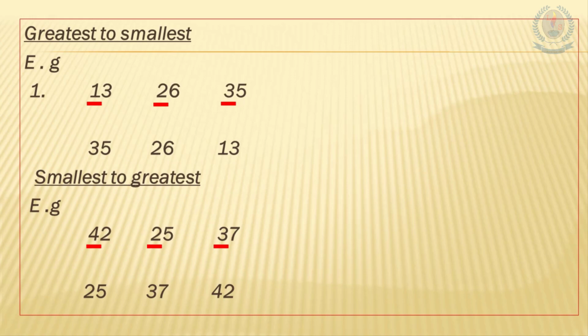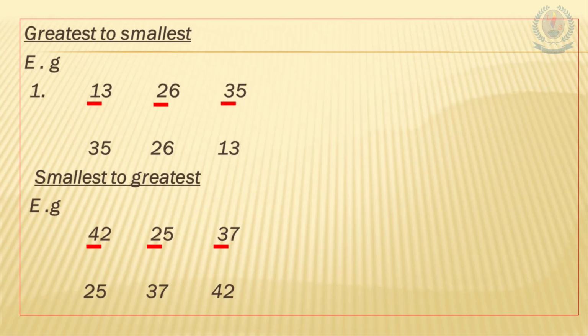Example number 1. You have to find out greatest to smallest here. I have underlined tens in red. You also can follow the same. When we underline tens, the answer is very clear. The numbers given are 13, 26, 35. I have underlined tens as number 1, number 2 and number 3.